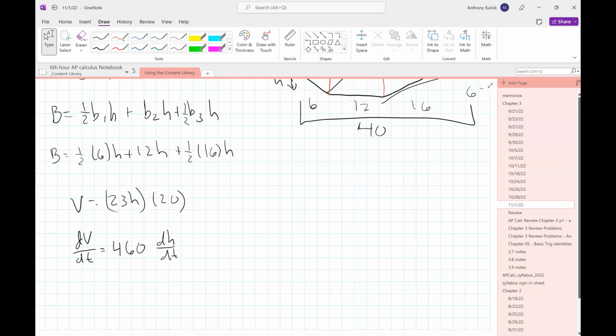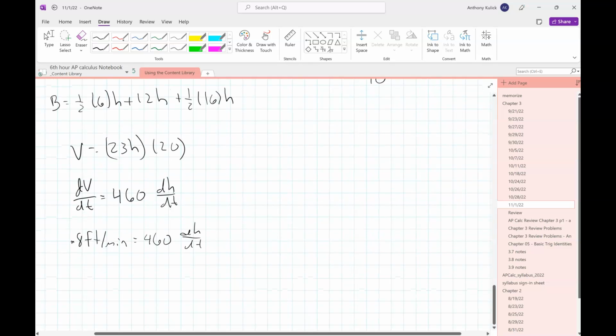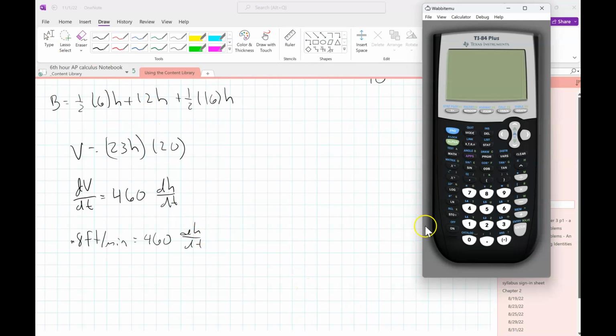I don't like this already where they're going. So that's 0.8 feet per minute equals 460 dH/dt. So I guess dH/dt should be 0.8 divided by 460. I'm a little suspicious of what I've done here because what am I missing? I have to plug that 0.5 in anywhere, did I? Yeah, that's not the right answer. What 0.5?